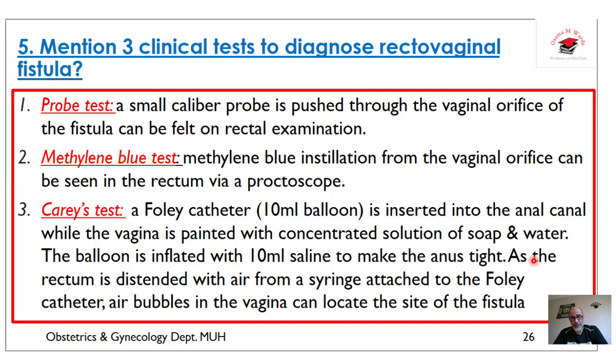And the Caris test: a Foley catheter with a 10 milliliter balloon is inserted into the anal canal while the vagina is painted with concentrated solution of soap and water. The balloon is inflated with 10 milliliters saline to make the anus tight, as the rectum is distended with air passed through the catheter. Its bubbles in the vagina locate the fistula.